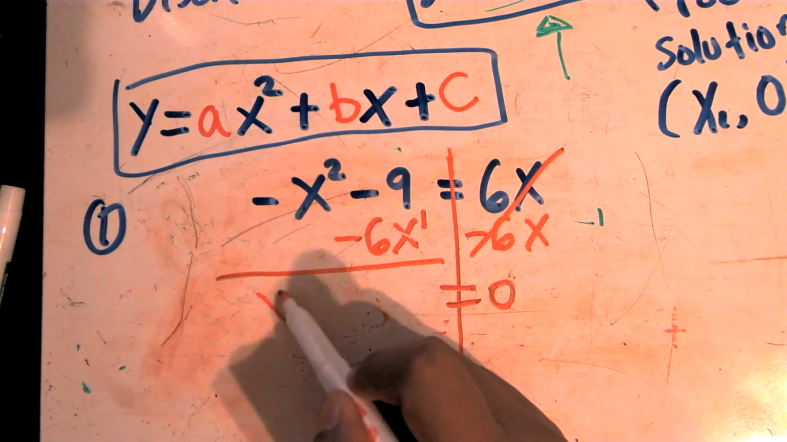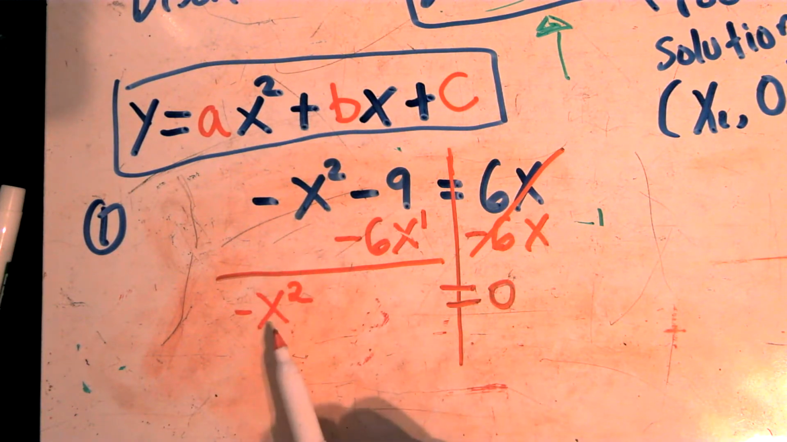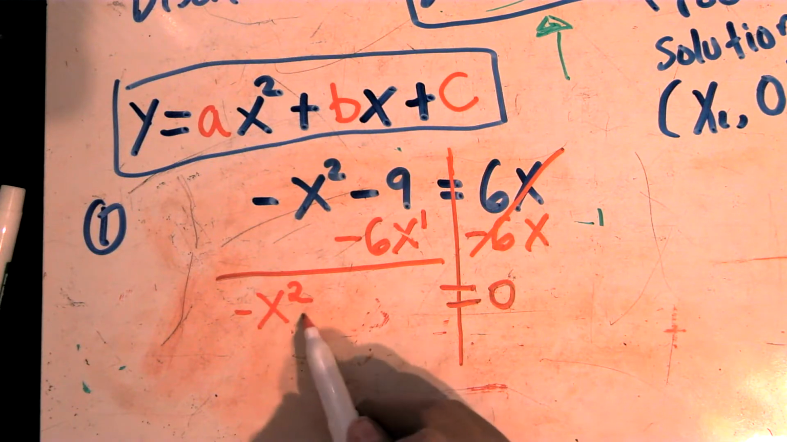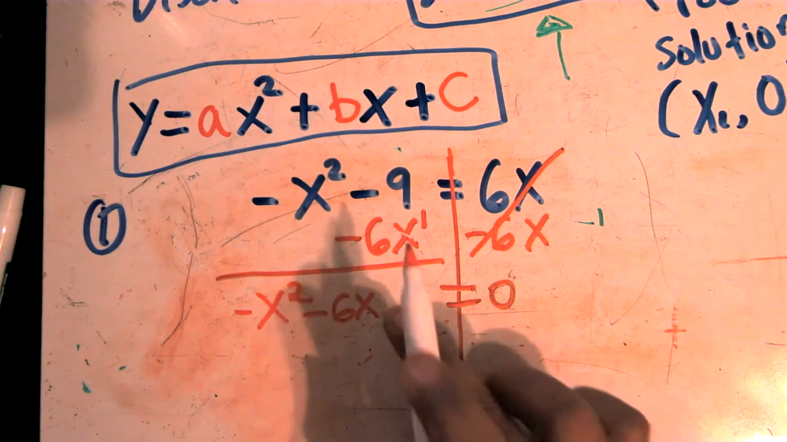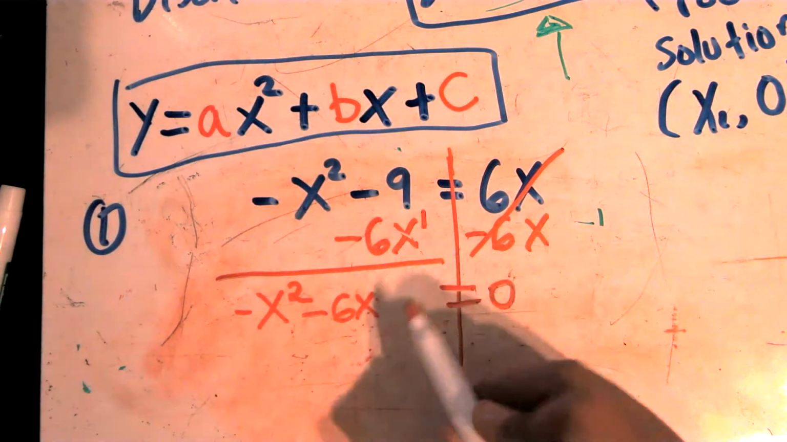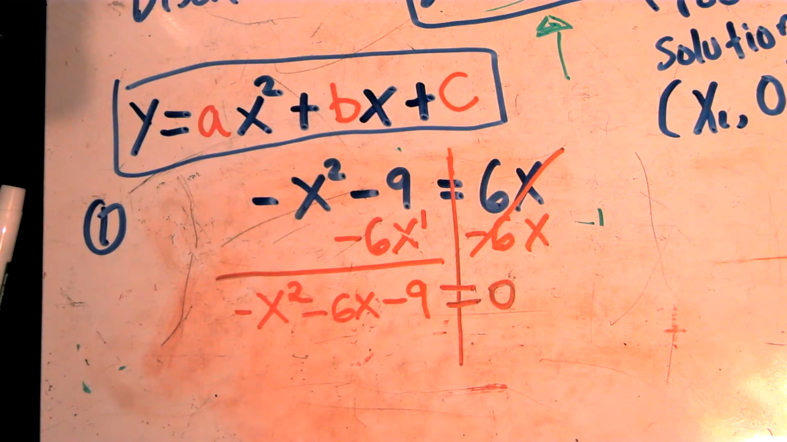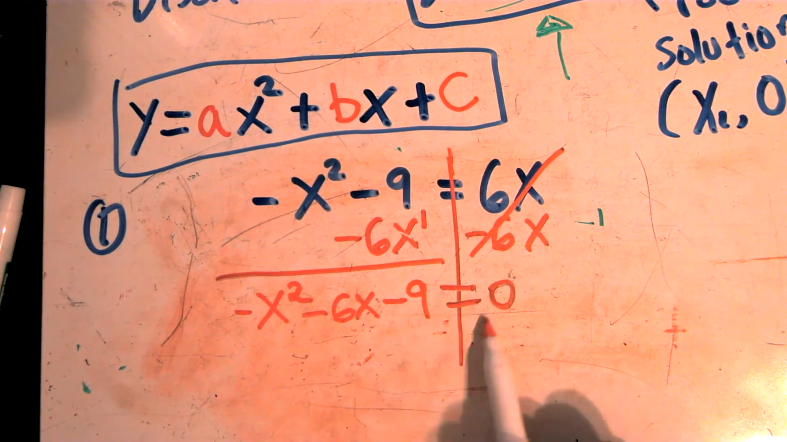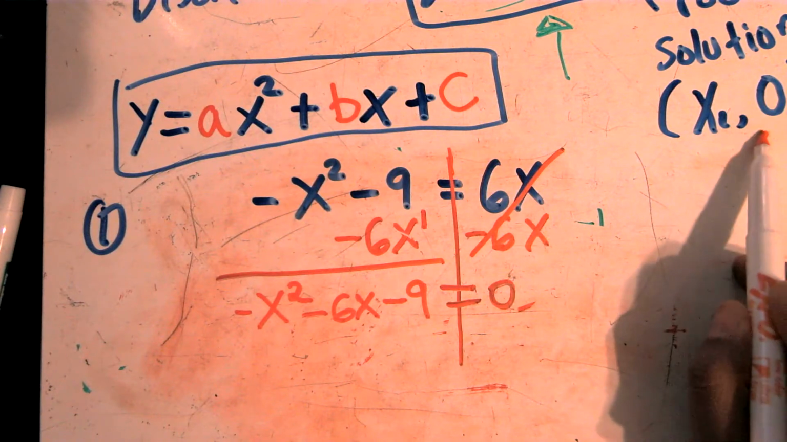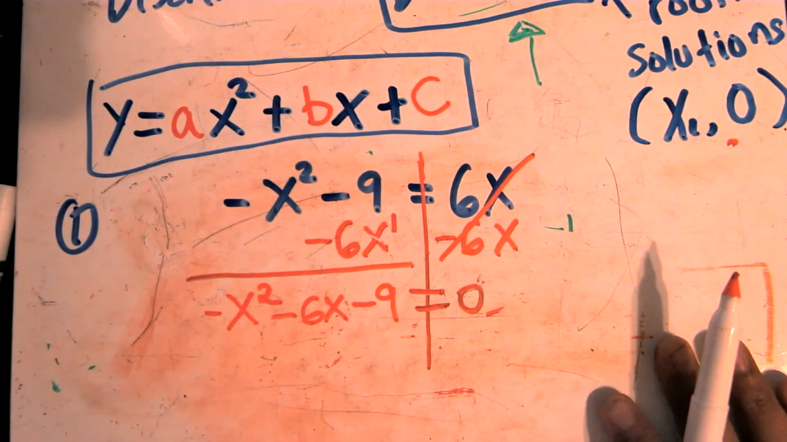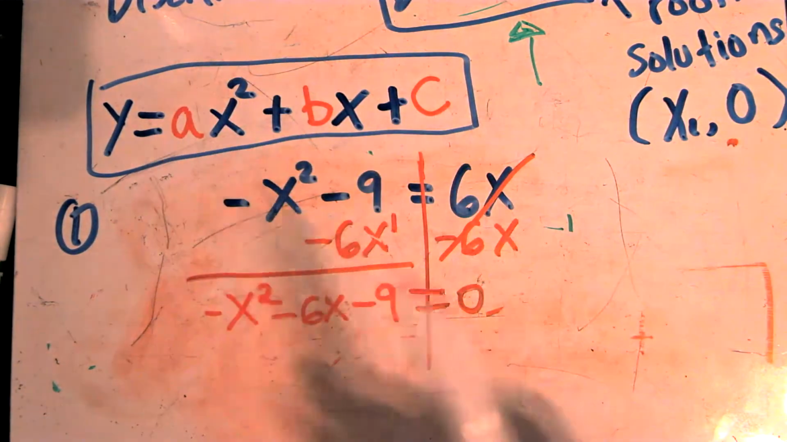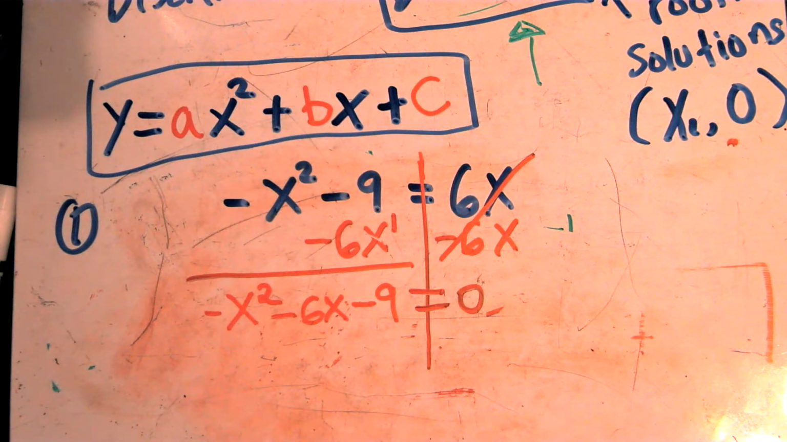So what do you do? You just bring it down in standard form. You start with the variable with the x to the second power, then you bring the term that has the x to the first power, and then you bring down the constant. So now it's equal to 0 because our root says that our y is equal to 0, and it's in standard form.